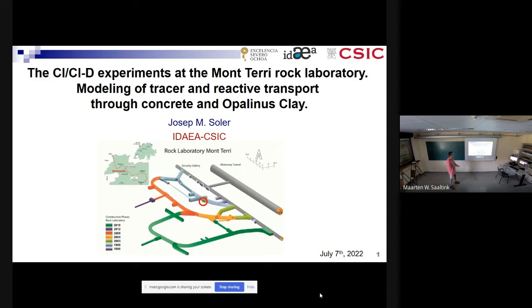In this laboratory, they perform many different types of experiments to investigate the properties of a clay formation, the Opalinus Clay, which is the formation where the Swiss are going to build their repository for radioactive waste. Not here, in a different place, but in the same formation.